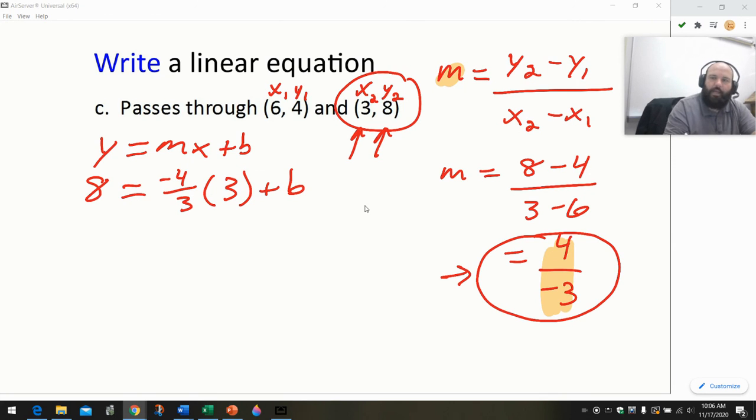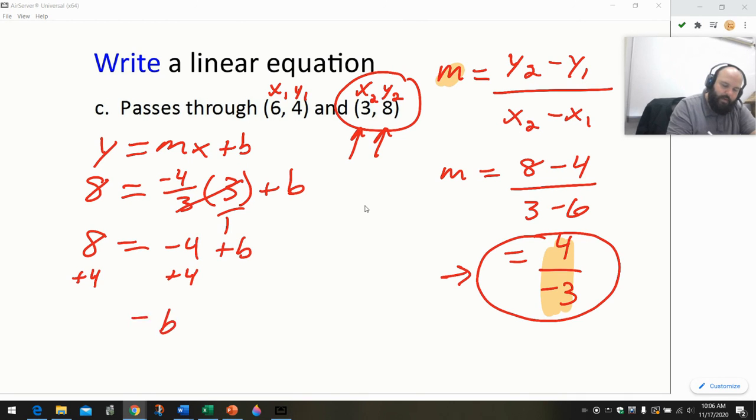Now we need to multiply -4/3 times 3, and we're going to make it 3 over 1. If you notice, the 3's will cancel out. This is why I picked that ordered pair. And so we're just left with 8 equals -4 plus b. From there, I'm going to add 4 to both sides, and I get b equals 12. Once I have b equals 12, I have gotten both pieces of information that I needed. I have my m, and now I have my b, and I can write my equation.